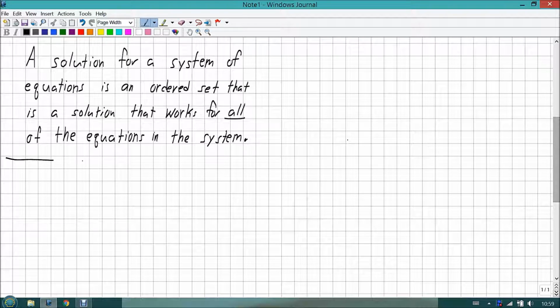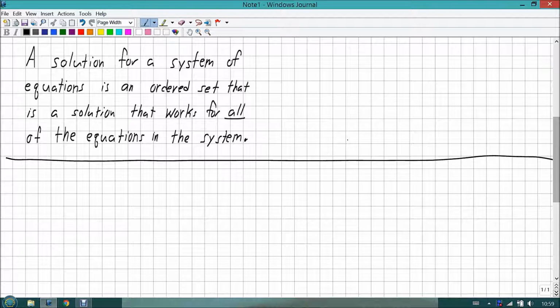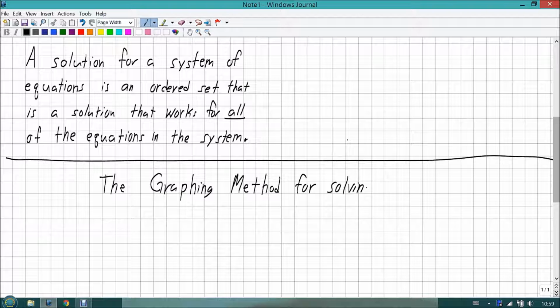All right, now let's get to the meat and potatoes of this one. The first method for solving a system of equations that we're going to learn is the graphing method. The graphing method for solving a system of linear equations.